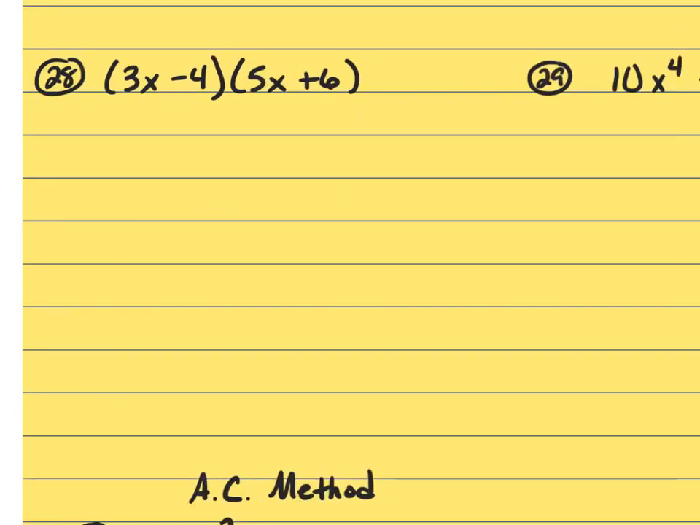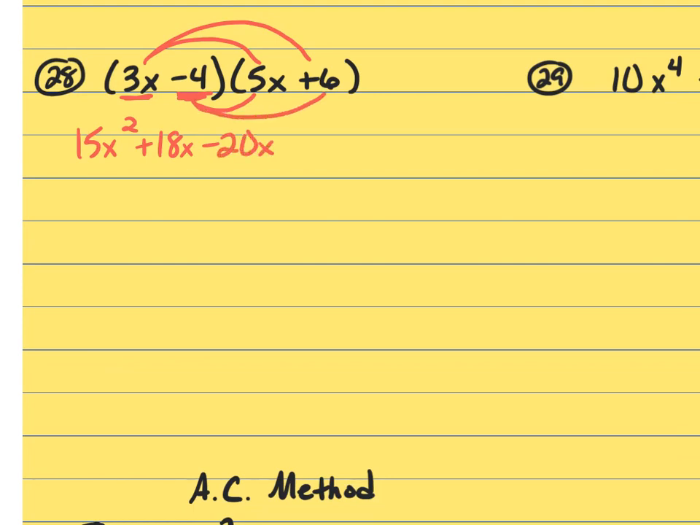Number 28, now we are multiplying two binomials. Now this is called FOIL, or the distributive property twice. So I'm going to start with my 3x. 3x times 5x is 15x squared. 3x times 6 is 18x. Now I have to distribute the negative 4. Negative 4 times 5x is negative 20x, and negative 4 times positive 6 is negative 24.